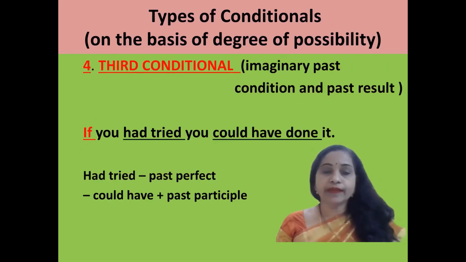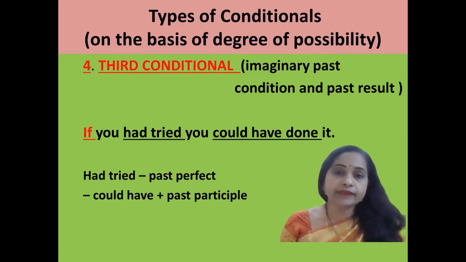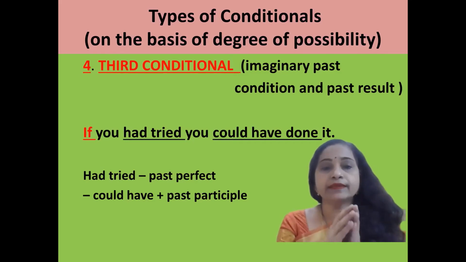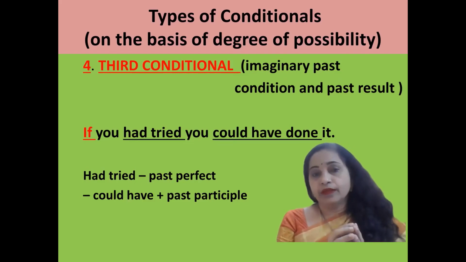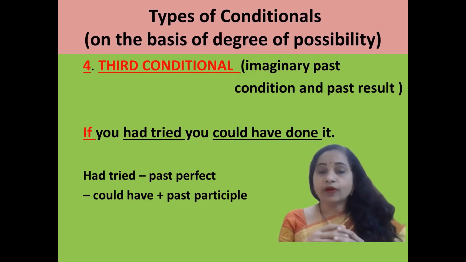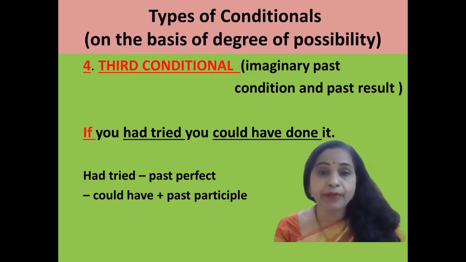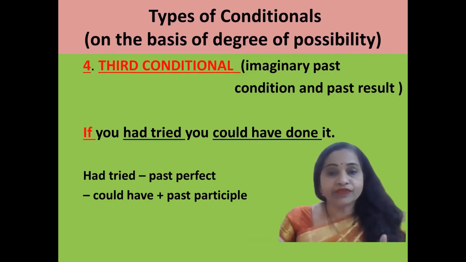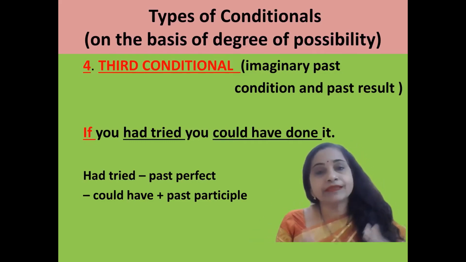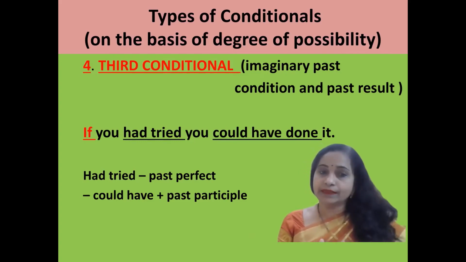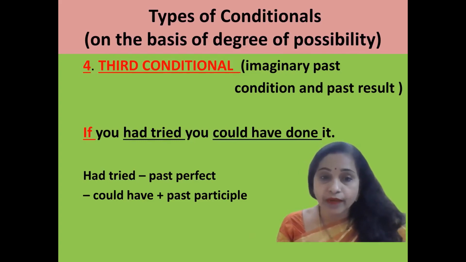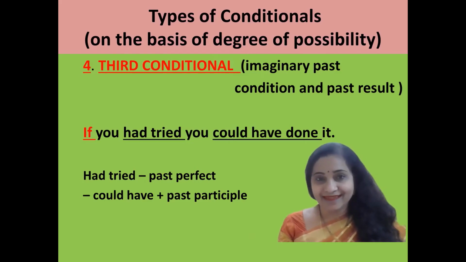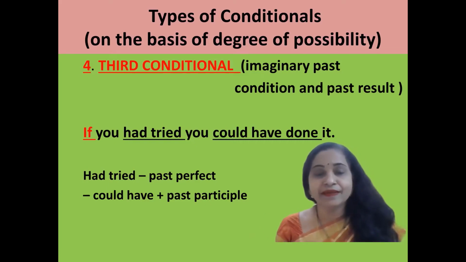Now next, move on to the next type of conditional, the third conditional. Usually present-day grammarians prefer to call it the third conditional. They refer to the imaginary past condition and the past result. Both the condition is in the past and the result is also in the past. Example, if you had tried, you could have done it. That means you have not tried it and you were not able to do it. Both the actions are completed in the past.